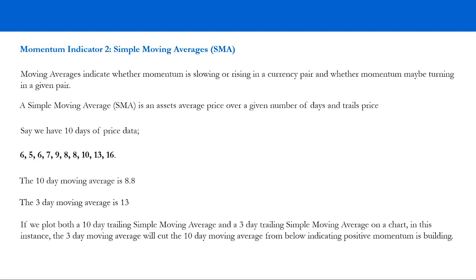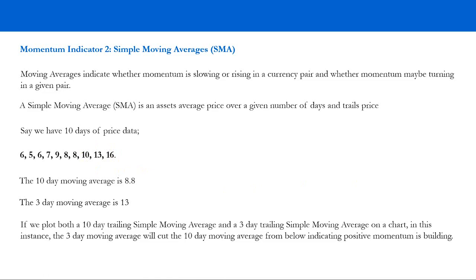So let's say, for example, we have 10 days of price data where a currency pair trades at 6, 5, 6, 7, 9, 8, 8, 10, 13, 16. Well, if we take the average of all of these, the 10-day moving average is 8.8. But if we take the average of the last 3 days, the moving average is 13.